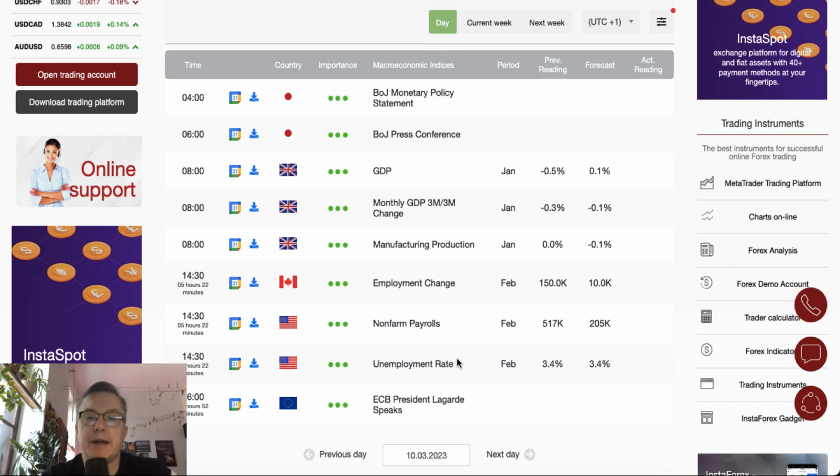But let's start with the Bank of Japan Monetary Policy Statement and press conference that took place overnight in Japan. So this is another reason to take a look at the US dollar to the Japanese yen later on. During the London session, we got the most important data scheduled for release from the UK in the form of the GDP, monthly GDP change, quarter to quarter, and manufacturing production.